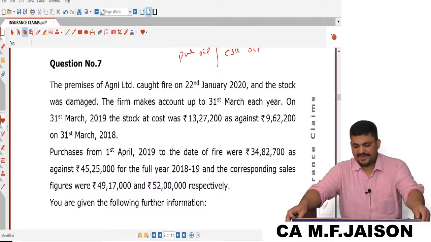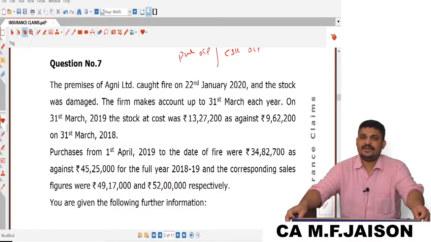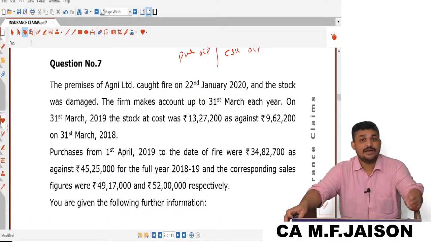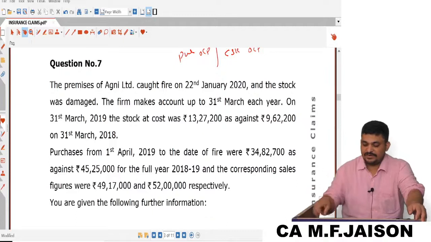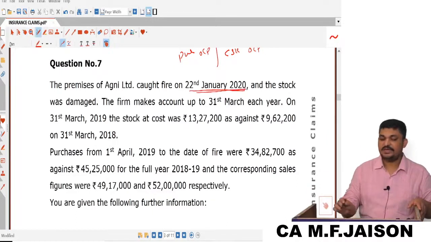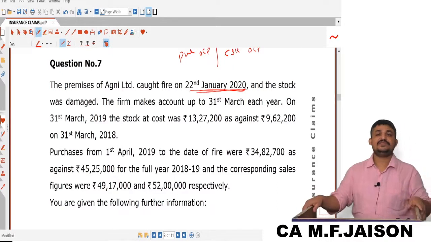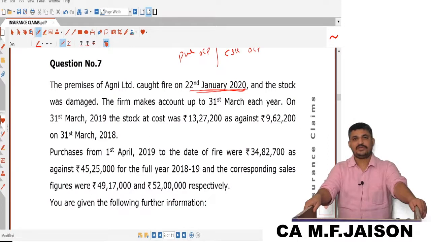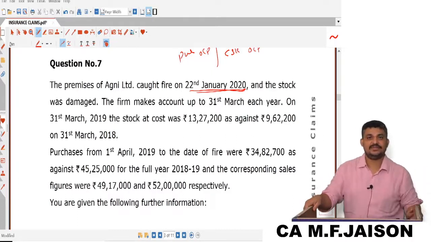Okay. From the way the March information is given, we understand this company is also following what? Financial year, April to March. In the first line they have given that the fire occurred on 21st Jan 2020. Which financial year is it? 2021? No, it is 1920. 1920 is the year of fire. What is the previous year? Previous year is 1819.